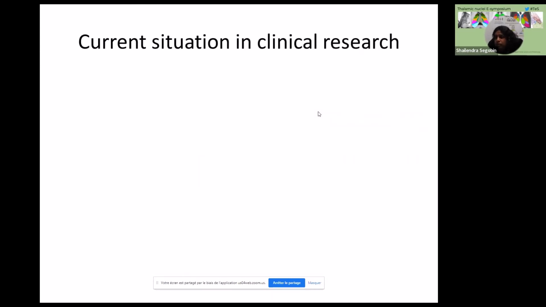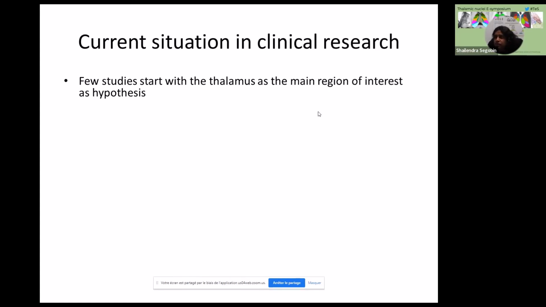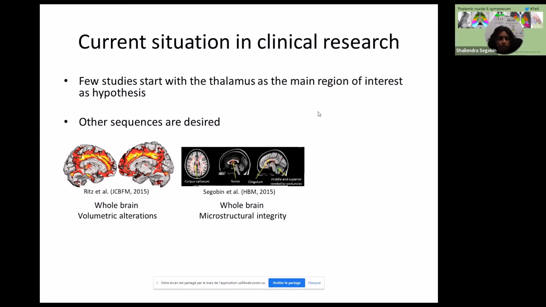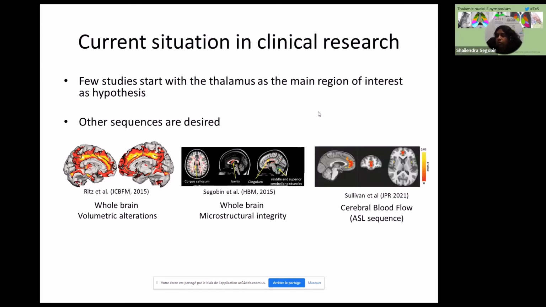And what is also important to consider is the pragmatic point of view. The current situation in clinical research is that few studies start or have started with alterations to the thalamus as the main region of interest. Other sequences would be desired to have the full picture of mechanisms happening within a pathology. For example, one would be interested in whole brain volumetric measurements, measures of white matter microstructural integrity, or even cerebral blood flow. We would therefore need many sequences and would potentially have to sacrifice a high resolution, which would require high acquisition times.